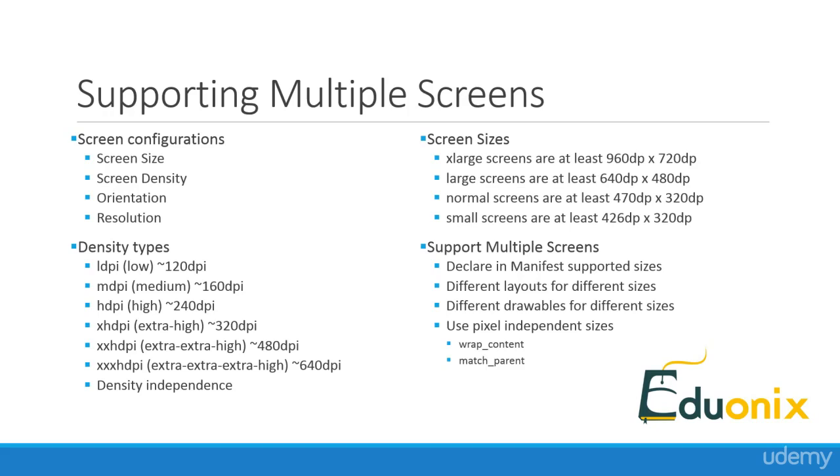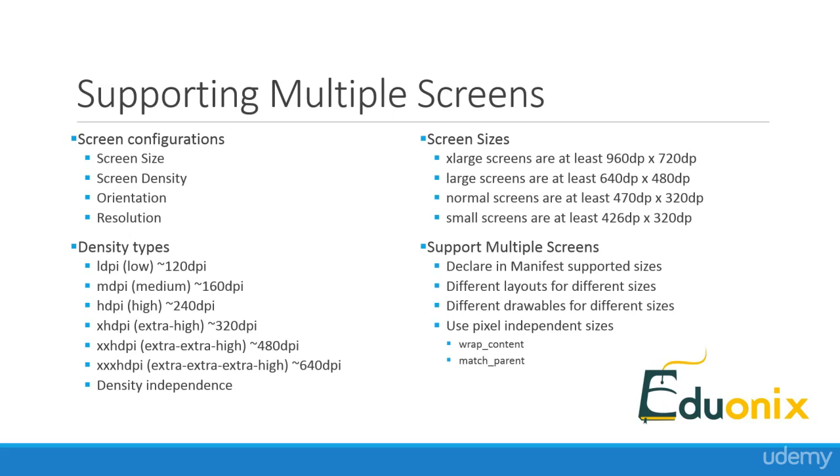There are 4 generalized sizes for Android screen sizes. Extra-large screens are at least 960 dp by 720 dp. Large screens are at least 640 dp by 480 dp. Normal screens are at least 470 dp by 320 dp. And small screens are at least 426 dp by 320 dp.